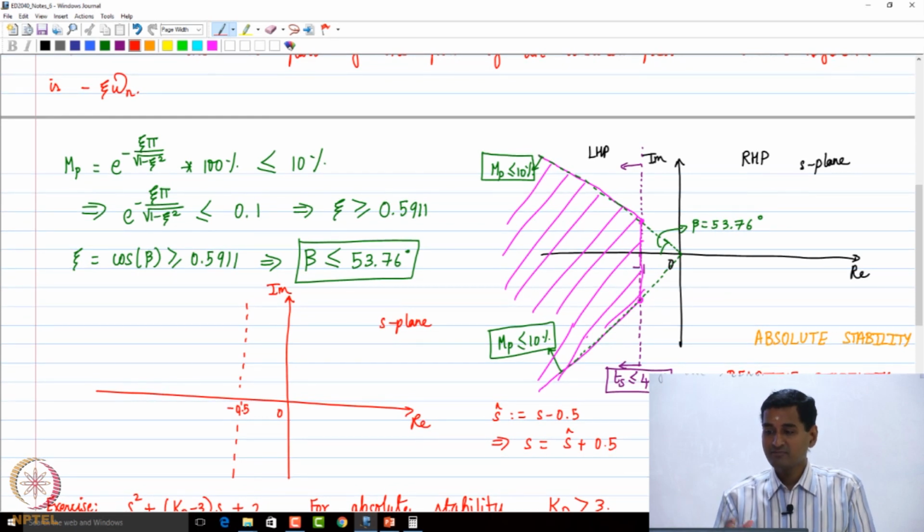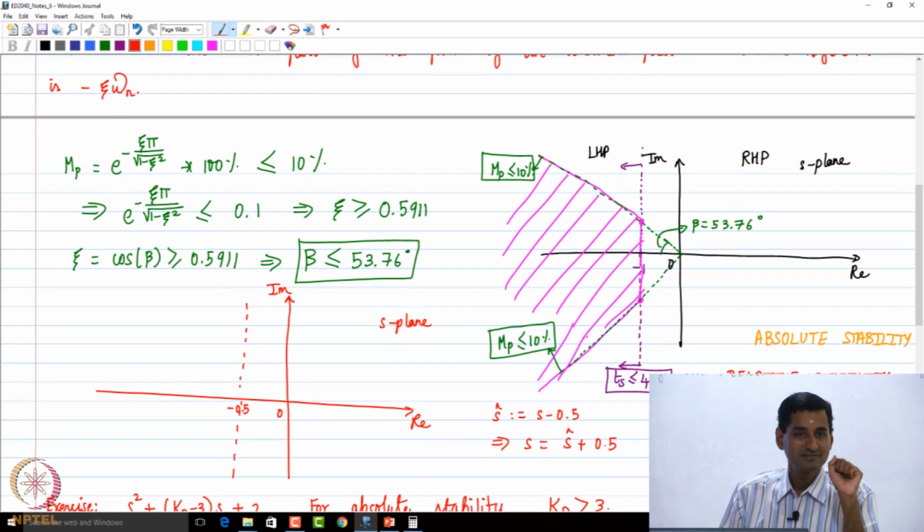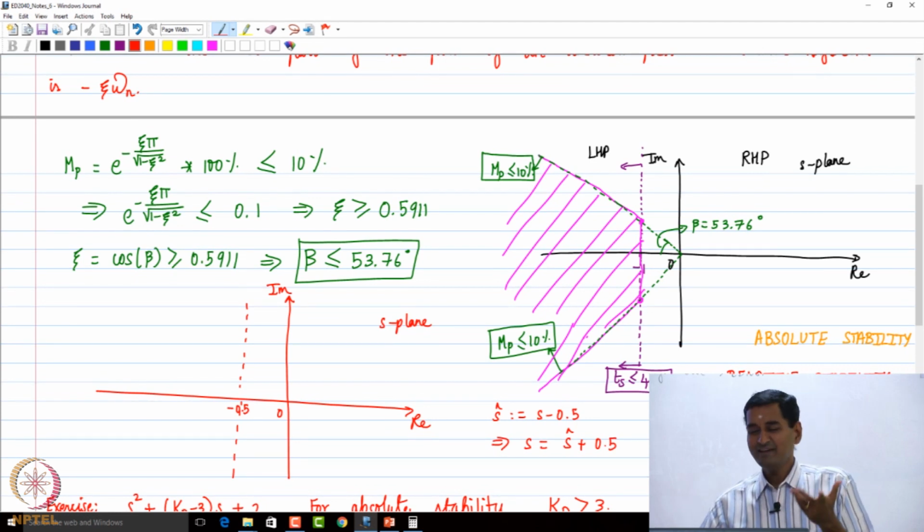When I am using maximum peak overshoot and settling time for an underdamped second order system, I am implicitly assuming that my dominant poles are going to be a pair of complex conjugate poles, which should be the closest to the imaginary axis. So when I design, I should ensure that the dominant poles are complex conjugate and they are the closest to the imaginary axis. That's something which I should ensure. By and large it works out that way.